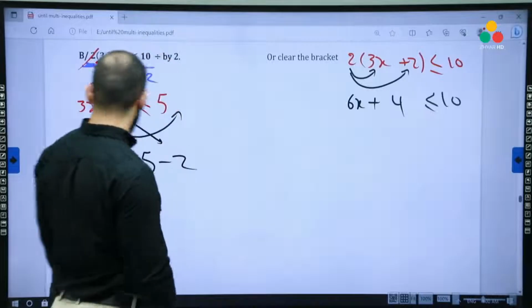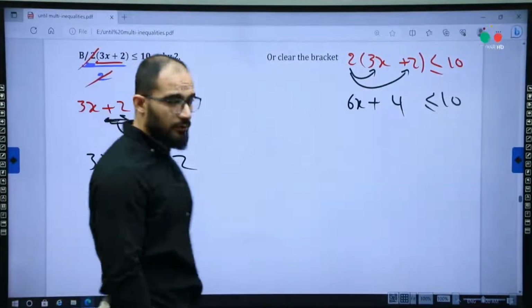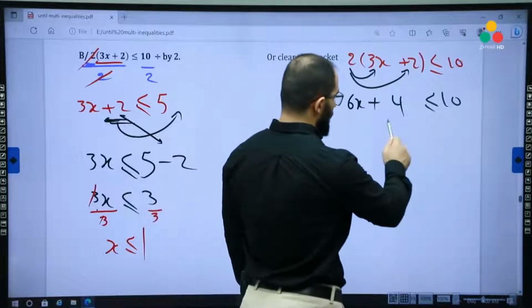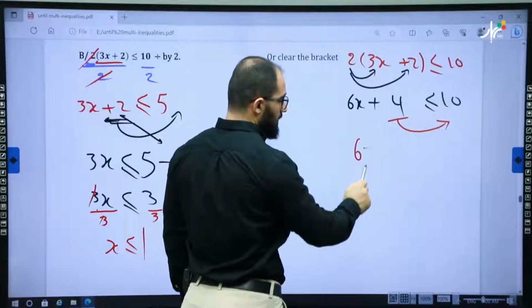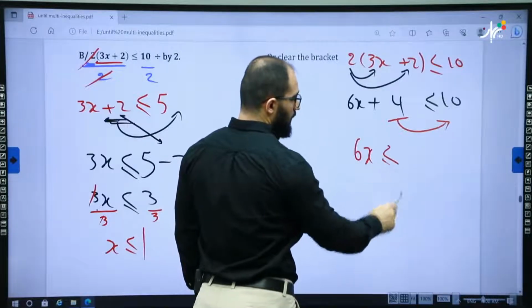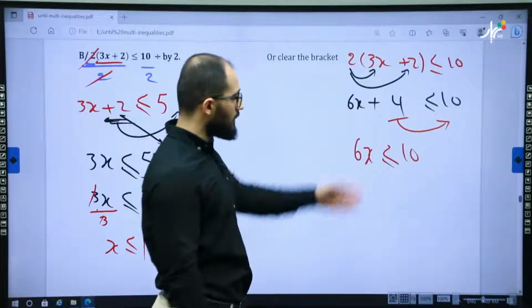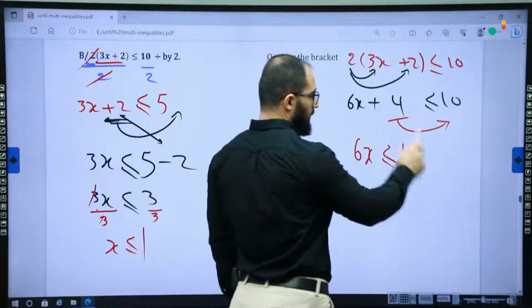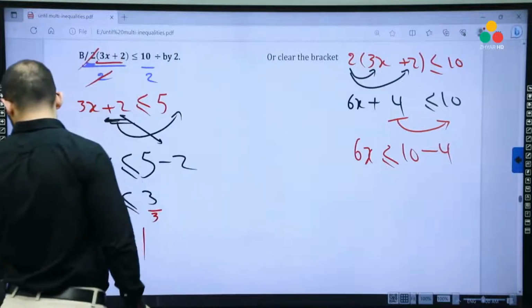So right now we have 6x plus 4 less than or equal to 10. Move 4 to the other side, write down 6x as it is, write down less than or equal, write down 10 as it is. The only thing that we have changed is positive 4 is going to be negative 4.